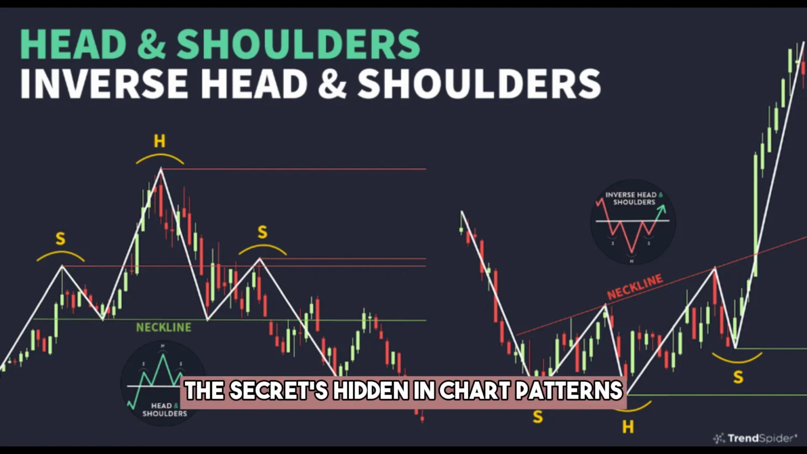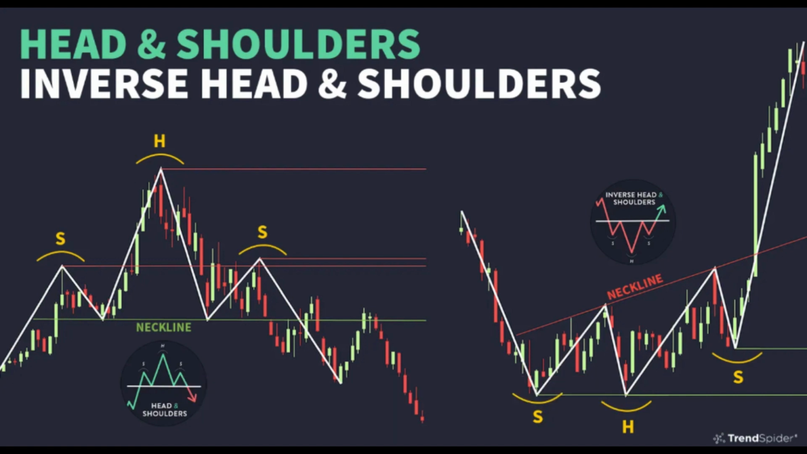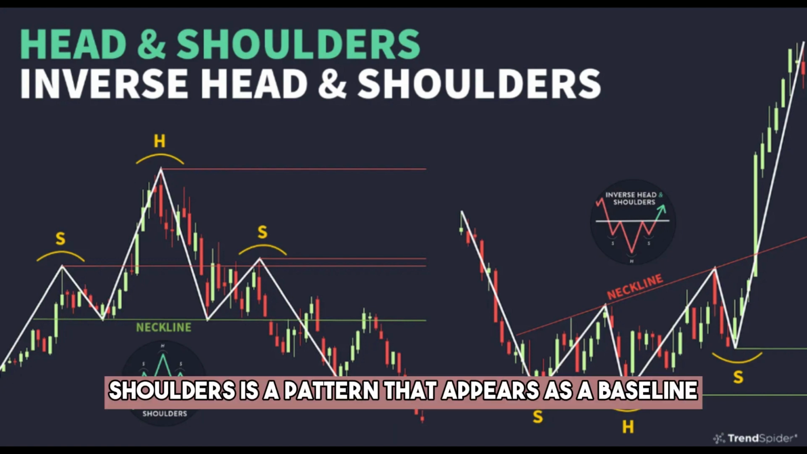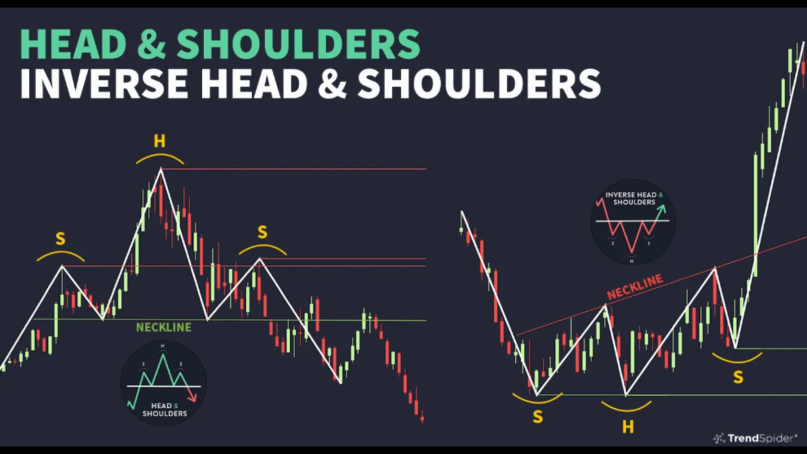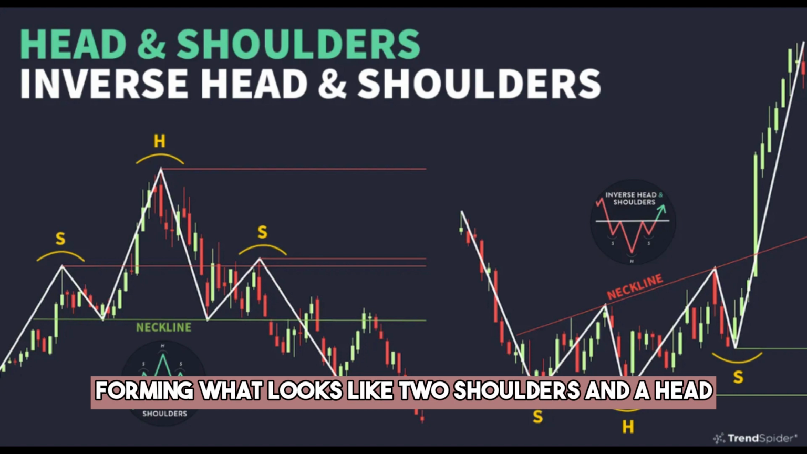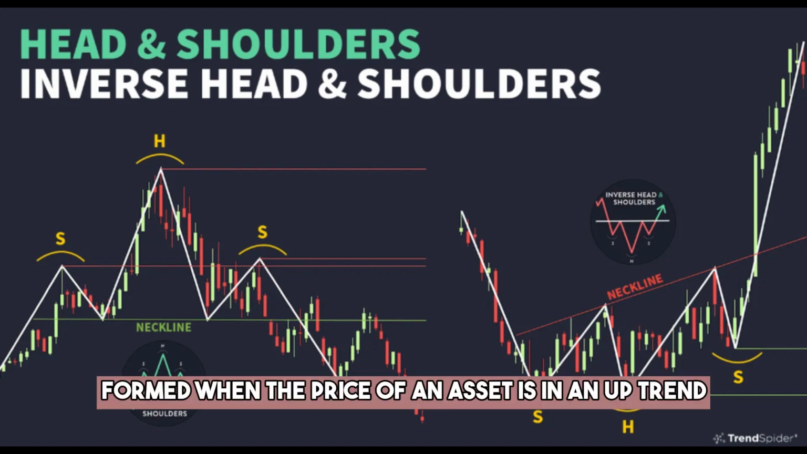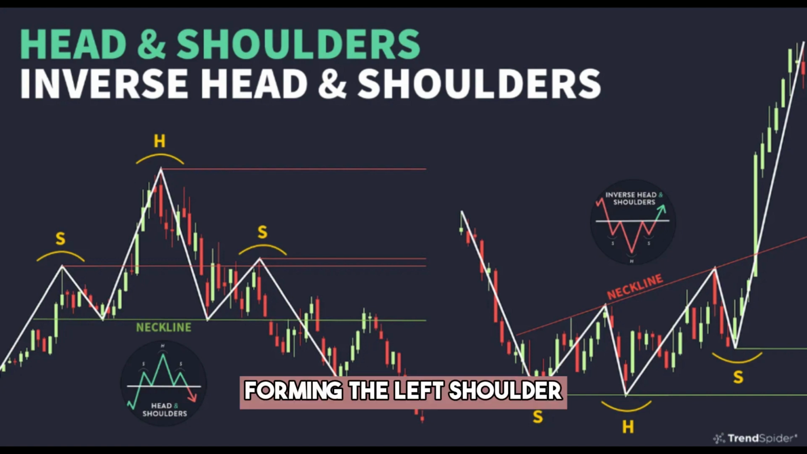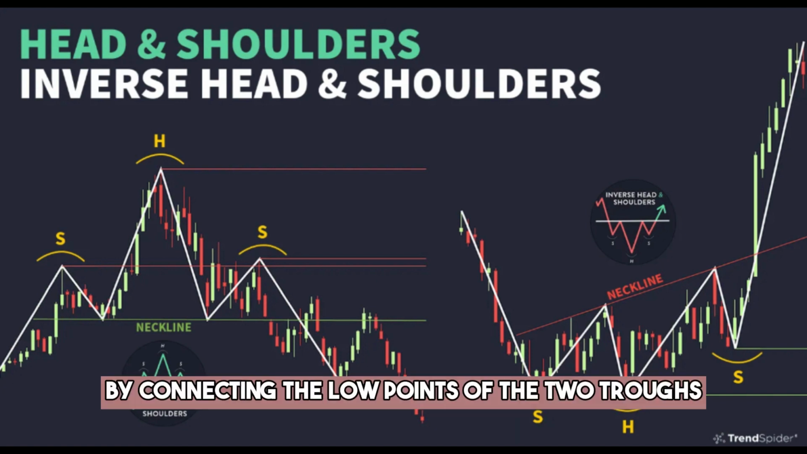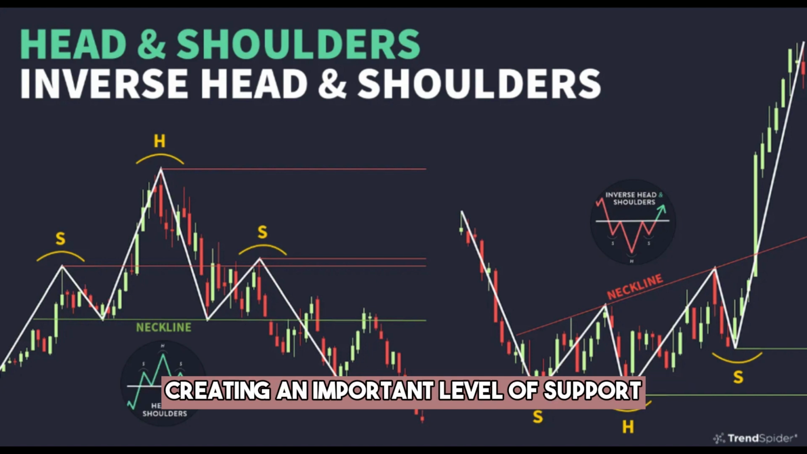Time to unlock the secrets hidden in chart patterns. The head and shoulders is a pattern that appears as a baseline with 3 peaks, the middle peak being the highest peak, forming what looks like 2 shoulders and a head. The pattern is formed when the price of an asset is in an uptrend and then reverses, forming the left shoulder, followed by a new high forming the head, and then a decline forming the right shoulder. The neckline is formed by connecting the low points of the 2 troughs, creating an important level of support.